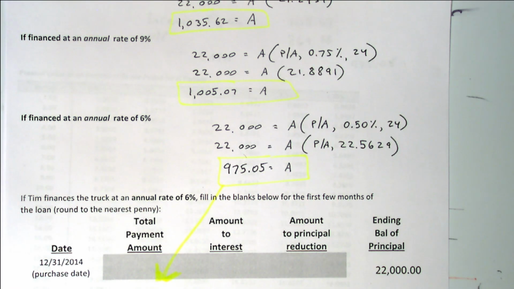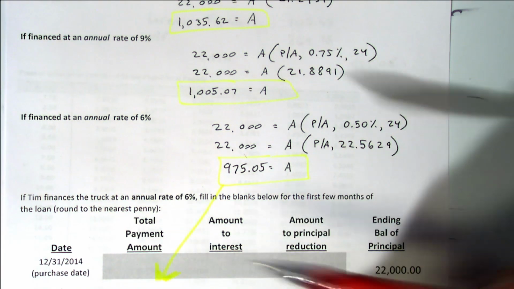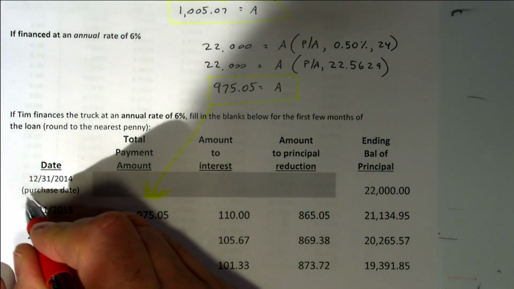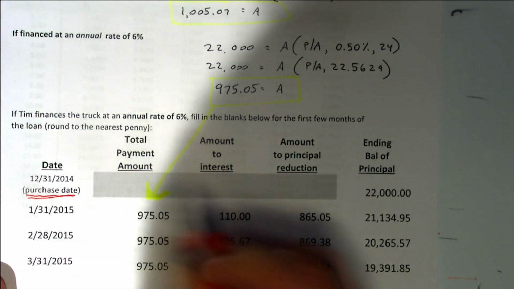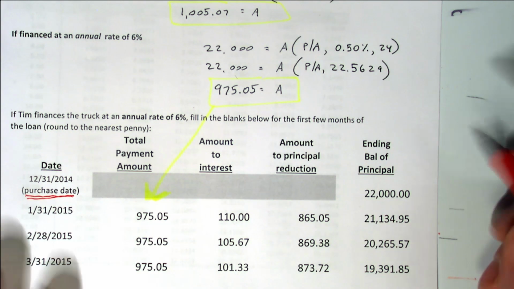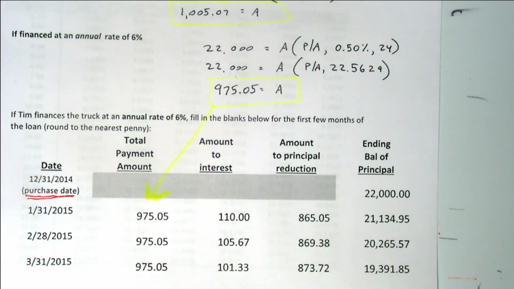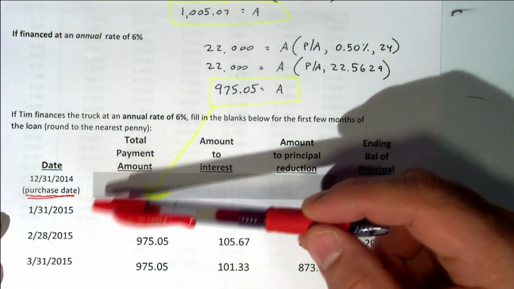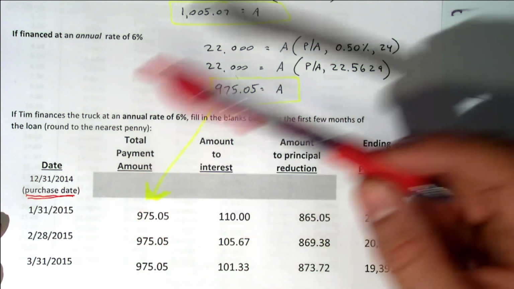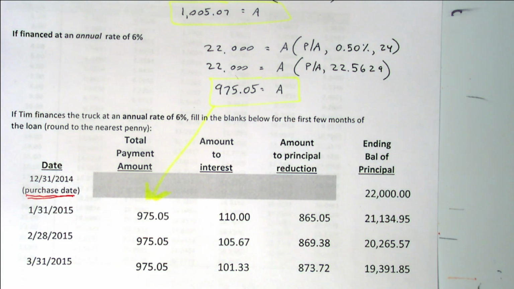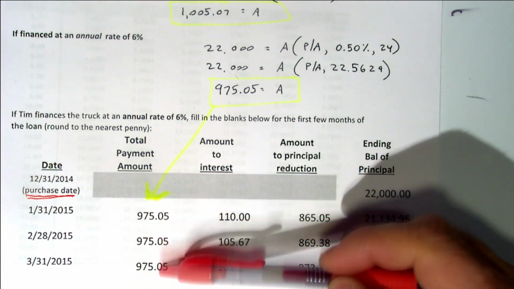Then what I asked you to do is fill out an amortization table, at least just the first few lines. Now, on 12/31/14, that's the purchase date, so we don't have a payment or anything there. I just show the beginning balance of principal. The second, third, and fourth rows are 1 month, 2 months, and 3 months from purchase date. Now we know that our payment amount is $975.05, correct? So that's how we fill that column.